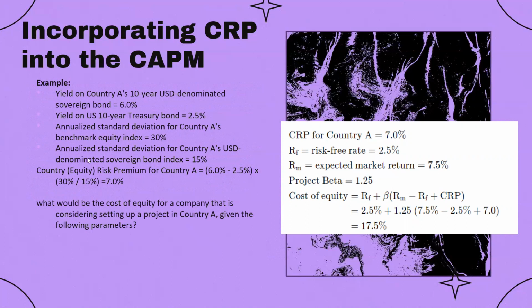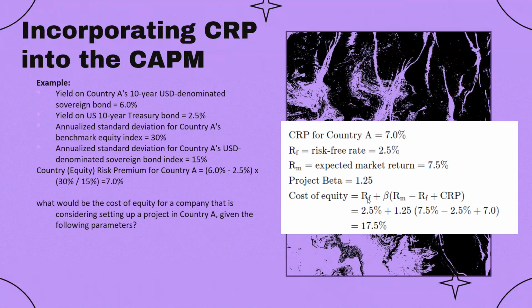Ito, class, yung kaninang example natin, no? So we have calculated yung CRP natin at 7%. Ang tinatanong ngayon sa atin dito is how are we going to incorporate that into our CAPM. So project beta is 1.25 now.